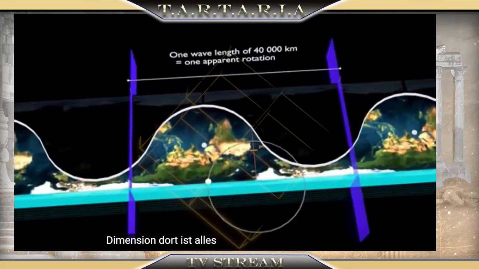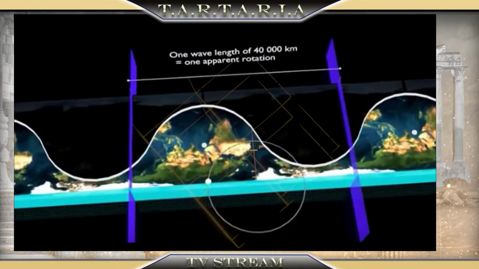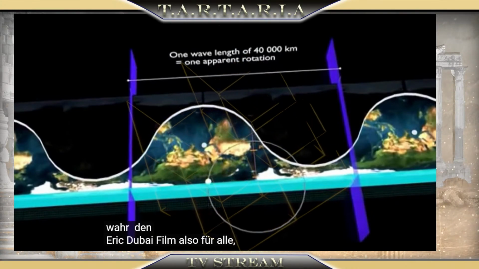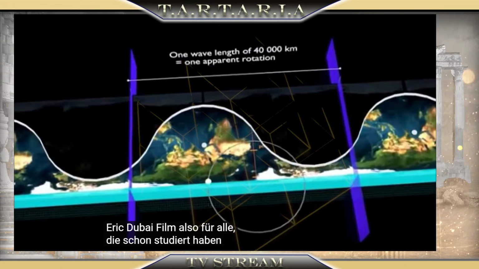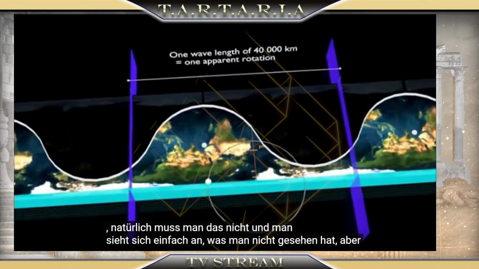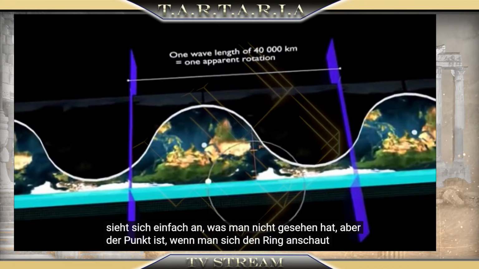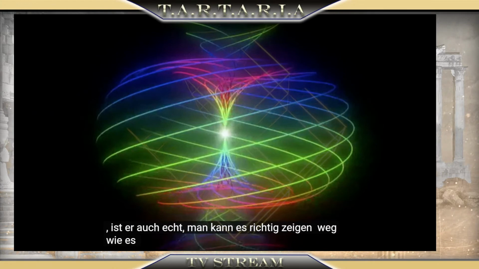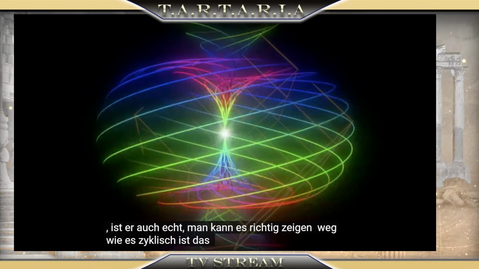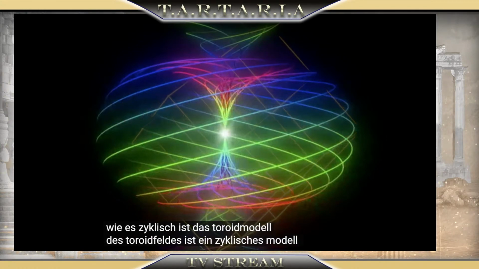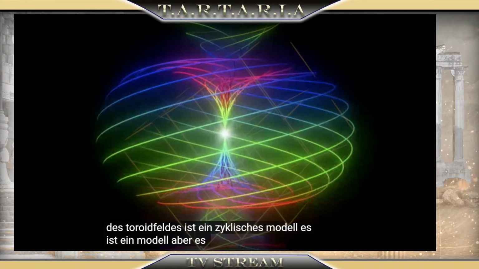And so if you're looking at the cyclic time continuum, I suggest you watch the movie from Free Energy and watch the Eric Dubai movies for all of you who have already studied that. Of course, you don't have to, and you just watch what you haven't watched. But the point is, if you look at the toroidal, it's also real. You can show right away how it's cyclic. The toroidal model of the toroidal field is a cyclic model. It is a model, but it's round, cyclic.